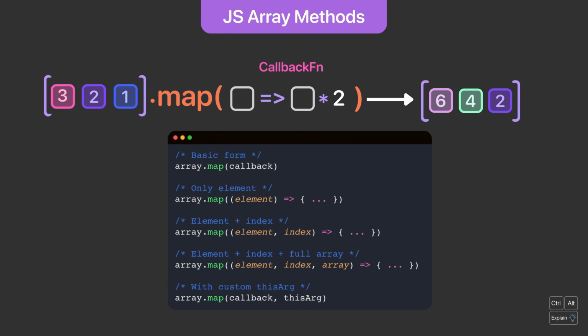So far, we've only used one parameter in the map callback, the element itself. But the callback can actually receive up to 3 arguments. The first one is the element, that's the current value being transformed. The second one is the index, which tells you the position of that element in the array. And the third one is the array itself, which gives you access to the original array if you need extra context. You can use just 1, 2, or all 3 depending on the logic you're writing.